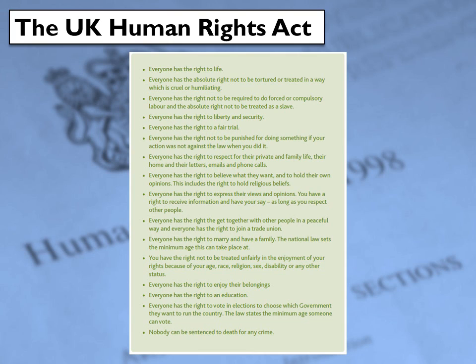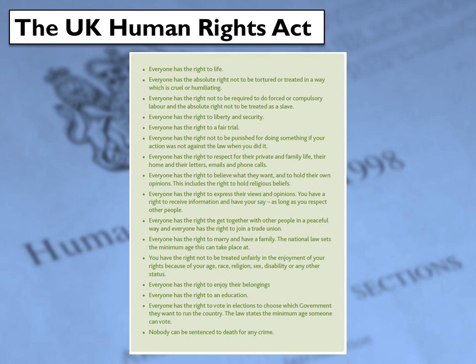Okay, so these 16 articles, the 16 bullet points, these are the 16 rights covered under the Human Rights Act of 1998, and they are listed here for you. Now take a moment, read through these, and if you need to pause the video while you read it, you should do so because I'm going to move on quite quickly.